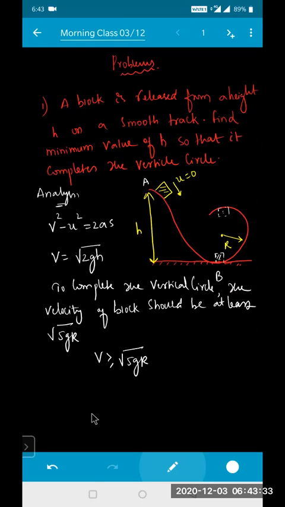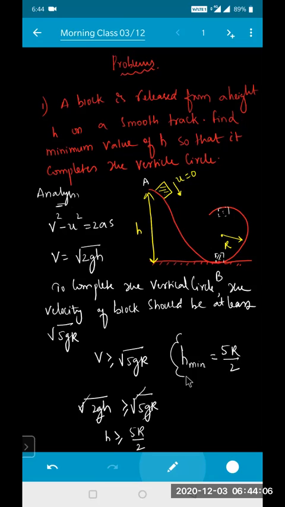So the velocity we got, under root of 2g into h, must be greater than or equal to under root of 5g into r. Is anything getting cancelled? g and g will get cancelled, and the root also will get cancelled. So h must be greater than or equal to 5r divided by 2. So the minimum height h is 5r divided by 2, from which it should be dropped so that it may complete the vertical circular motion. Is that clear, beta?